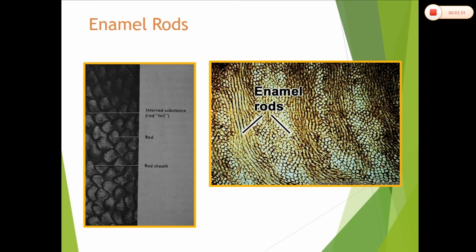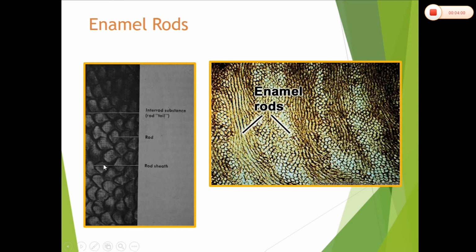Enamel rod. What are the main components of the enamel rod? Hydroxyapatite crystals. Well-packed hydroxyapatite crystals form the enamel rods. This is this enamel rod and this enamel rod. So they take many directions and appear as many shapes.